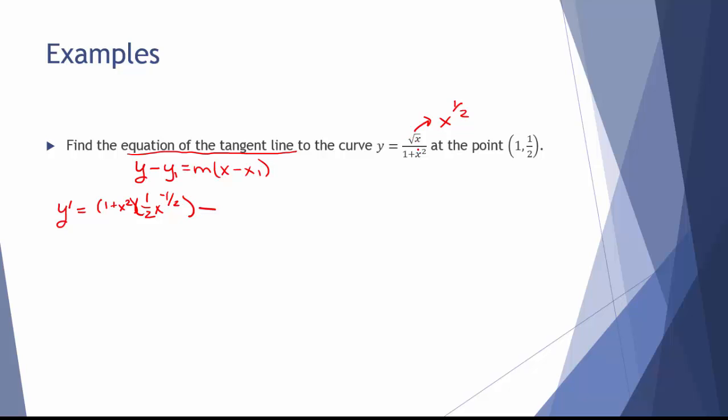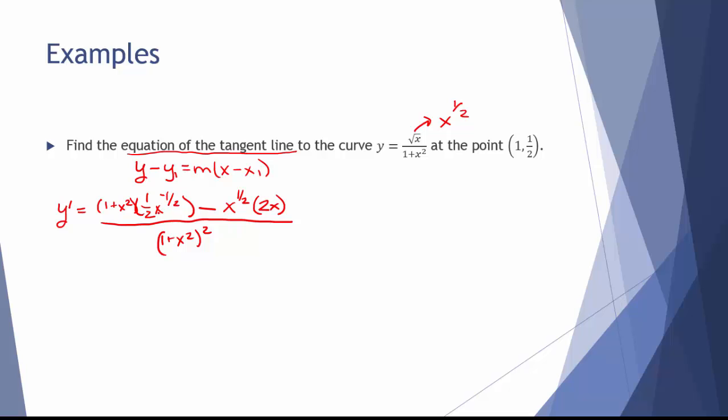We then need the numerator, x to the 1/2, times the derivative of the denominator. The derivative of 1 is 0, and the derivative of x squared is 2x, all over the denominator squared, (1 plus x squared) squared. Okay. So this derivative has quite a bit of simplification that could be done.